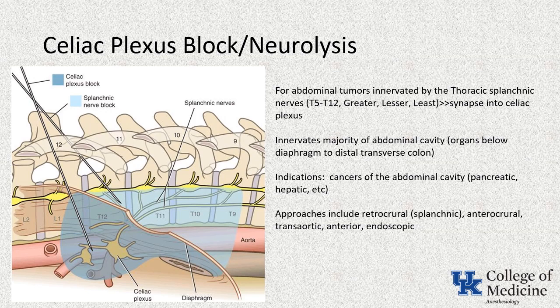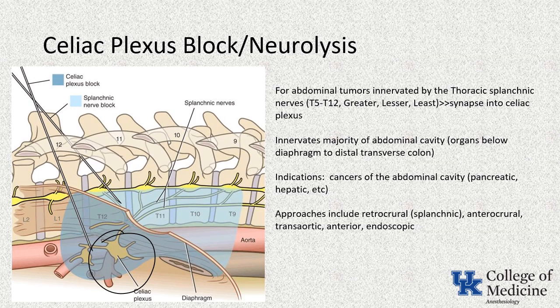Celiac plexus block and neurolysis. This is for abdominal tumors that are innervated by the thoracic splanchnic nerves, which corresponds with the upper thoracic T5 to T12 area of the spinal cord. It's made up of 3 different nerves, the greater, the lesser, and the least, that all come together. They synapse onto the celiac plexus, which is anterior to the aorta.